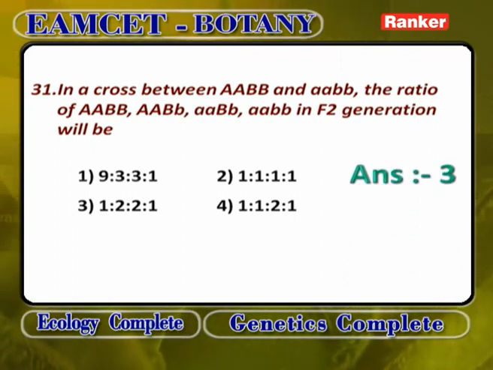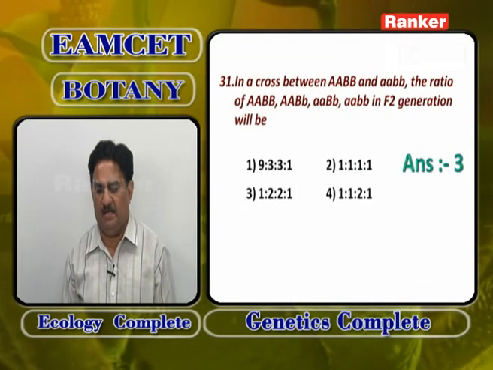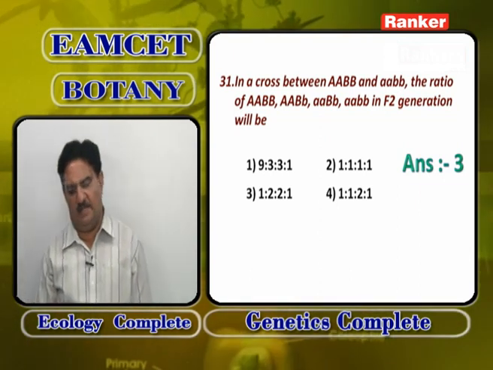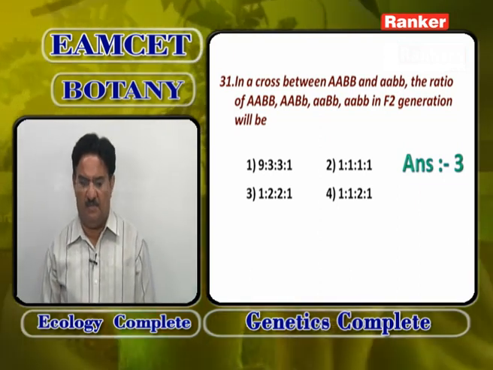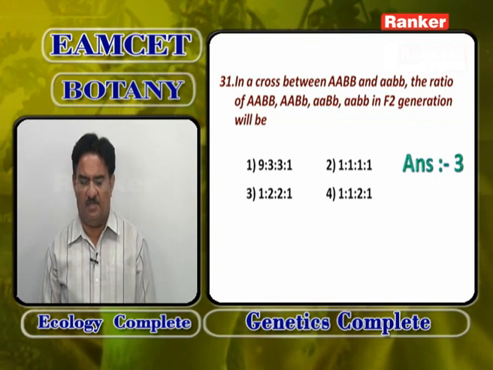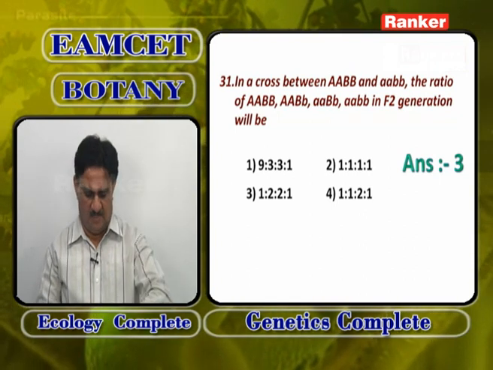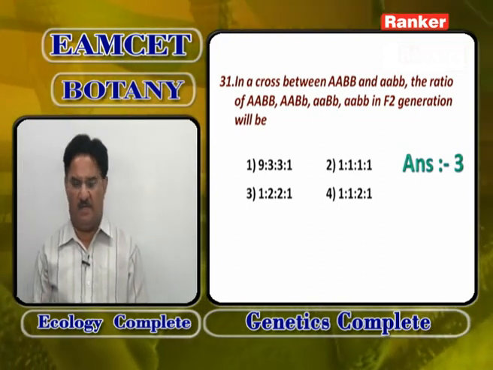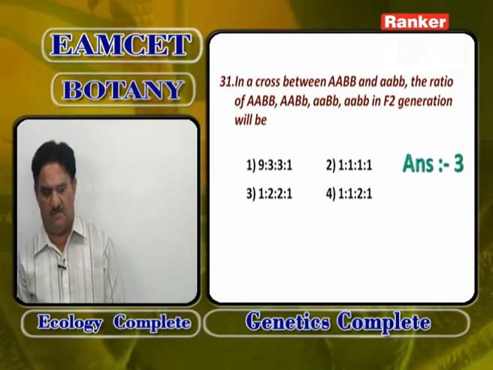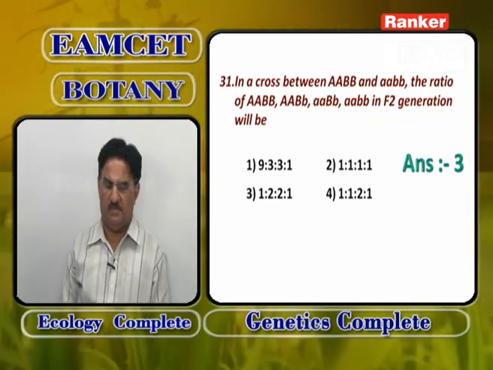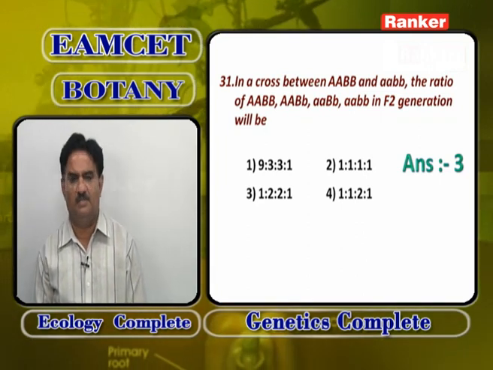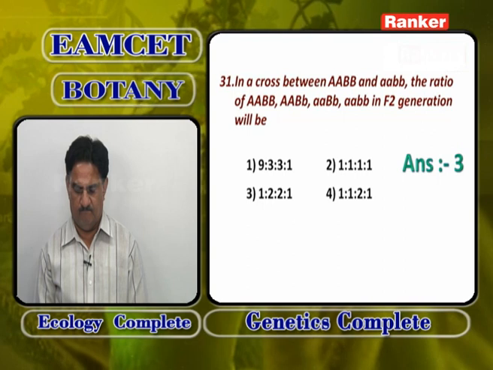In a cross between AABB and aabb, the ratio of AABB, AAbb, aaBB and aabb in the F2 generation will be definitely 1:2:2:1. This is the ratio 1:2:2:1.